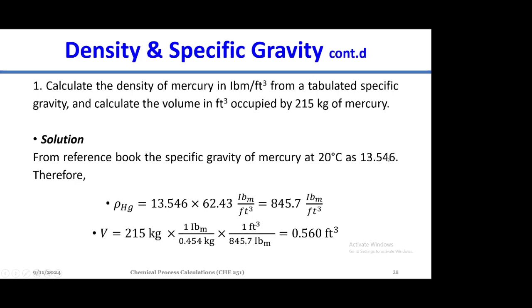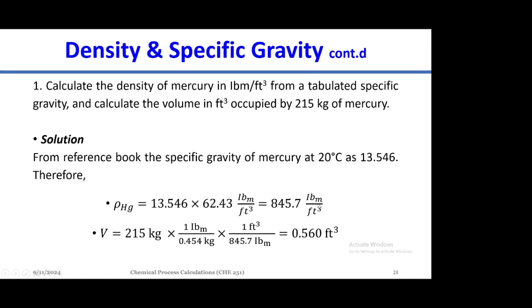13.546. Now, I've already established the fact that for liquids, we compare it to the density of water. So when I want to find the density of that mercury, I need to multiply this 13.546 by the density of water. But since I need pound mass per feet cube, I have to go for the density of water that had the unit of pound mass per feet cube, and that was 62.43. So I multiply these two and I get 845.